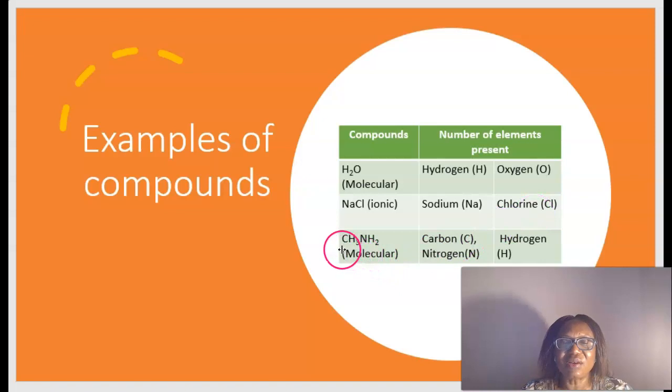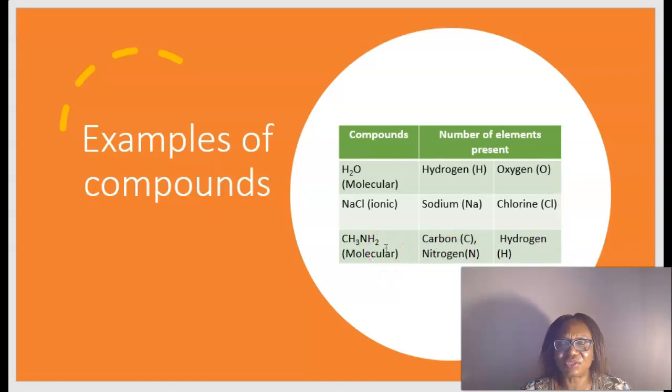And we have another compound, this time a molecular compound, methylamine. It's made up of three elements, carbon, nitrogen, and oxygen. So these are compounds.